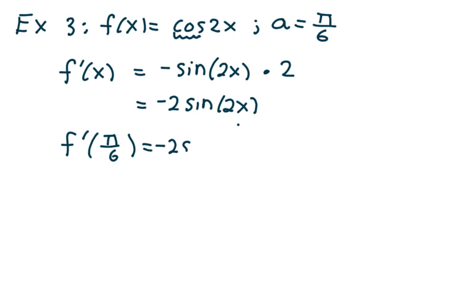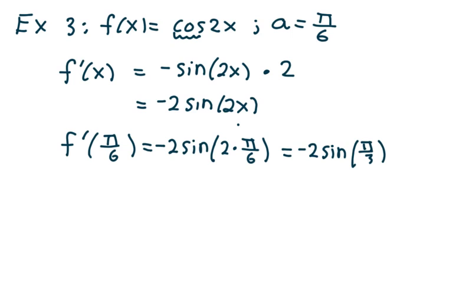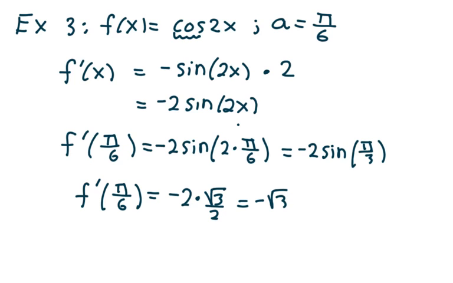So you get negative 2 sine of 2 times pi over 6, which is negative 2 sine of pi over 3. But sine of pi over 3 is square root of 3 over 2. So f prime of pi over 6 is negative 2 times root 3 over 2, which is negative root 3.